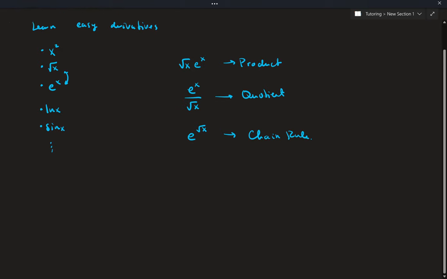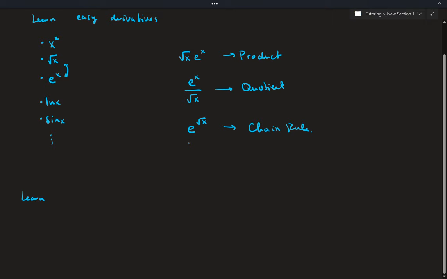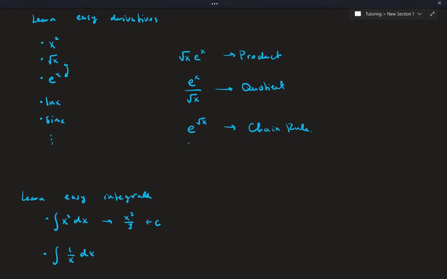So the next thing you would like to do is that you learn easy integrals, which is what happened at the end of Calc 1. You learned how to do x squared. Remember, that goes to x cubed over 3. You did 1 over x, which gives you a log. You learned secant squared, and that gives you tangent. You did e to the x, and that gives you e to the x.